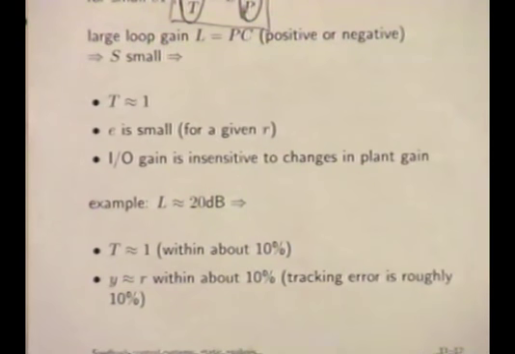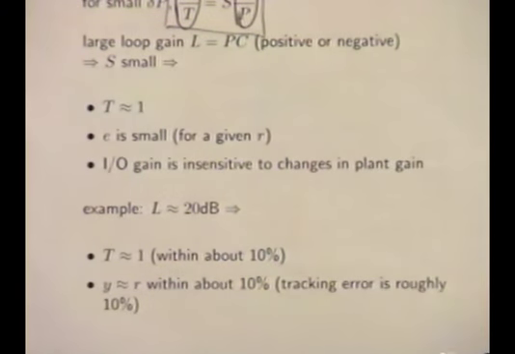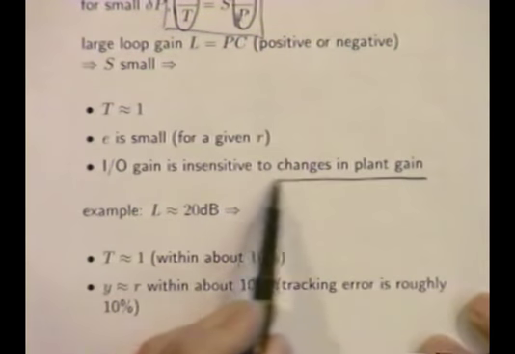And in fact, this is about the loop gain we had in the example we just looked at. It was about 20 decibels of loop gain. Okay? So this is sort of the idea. This is very, very important in all the applications.